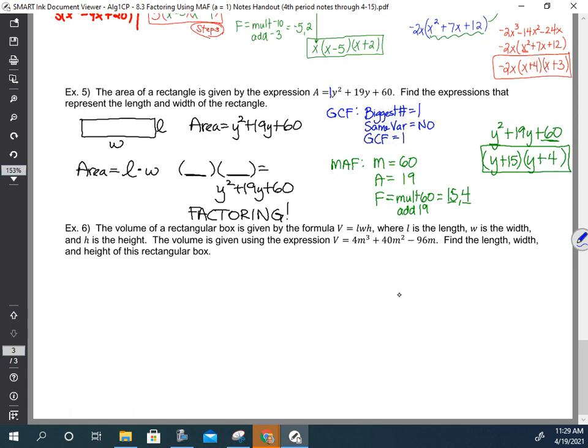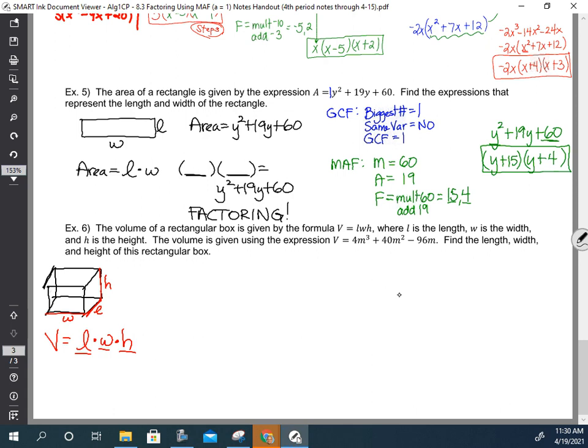So if you really think about it, example 6 is no different from example 5. You're just using a different formula. 5 and 6 are the same thing. So if you have a box, which, I am nobody's artist, there's the best I can do with a box. So here's your length, here's your width, here's your height. So volume equals length times width times height. So that's three things being multiplied together.